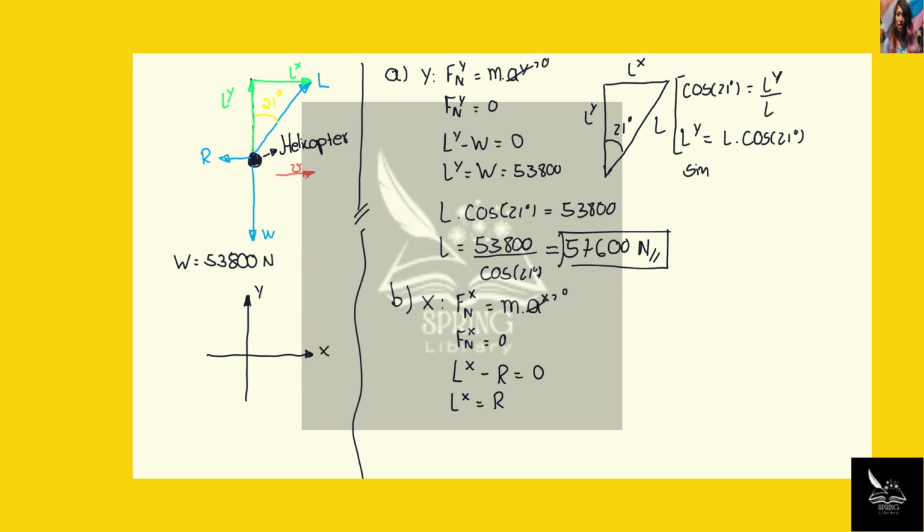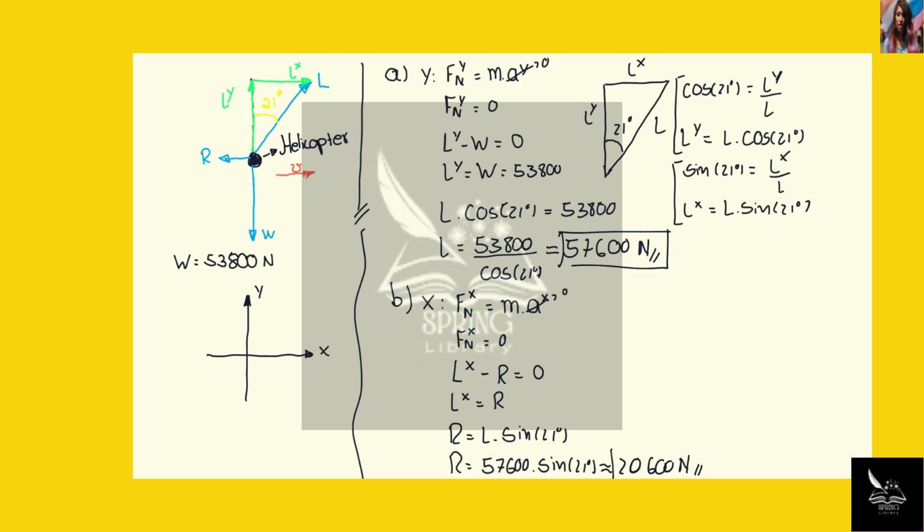The sine of 21 degrees is equal to the opposite side of the triangle, Lx, divided by the hypotenuse L. Therefore, Lx is equal to L times the sine of 21 degrees. Then, the resistant force is equal to L times the sine of 21 degrees. But we know that L is equal to 57,600. Then we have 57,600 times the sine of 21 degrees here. And this is approximately 20,600 newtons. And this is the answer of the second item.